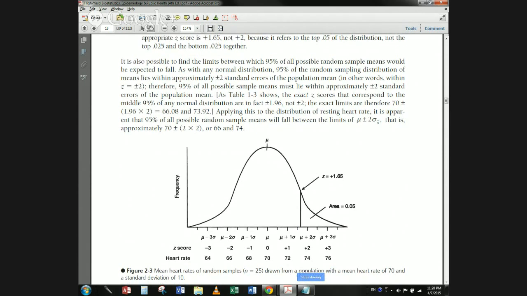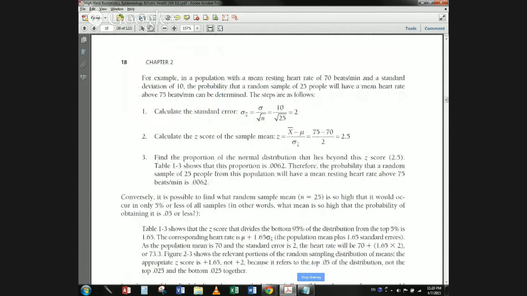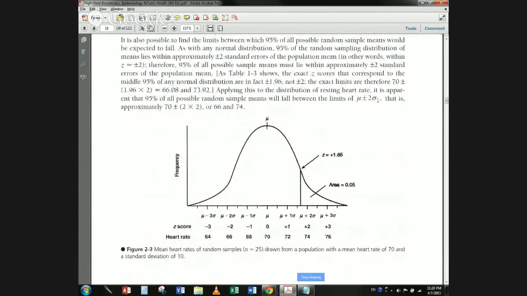Okay, so it is also possible to find the limits between which 95% of all possible random sample means would be expected to fall. As with any normal distribution, 95% of the random sampling distribution of means lies within approximately plus or minus 2 standard errors of the population mean. In other words, within a z-score of plus or minus 2.